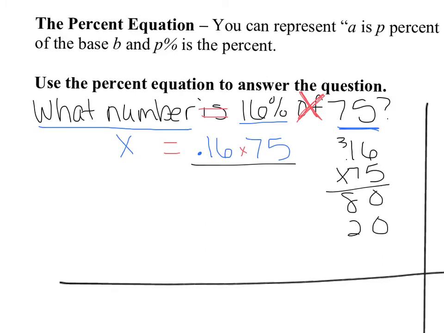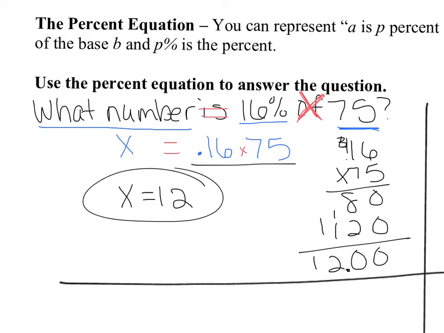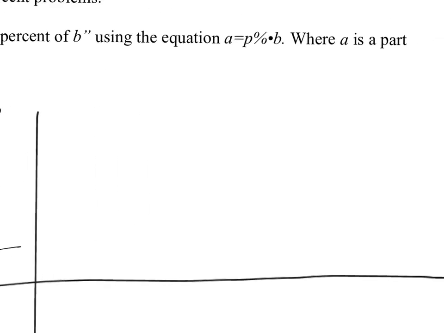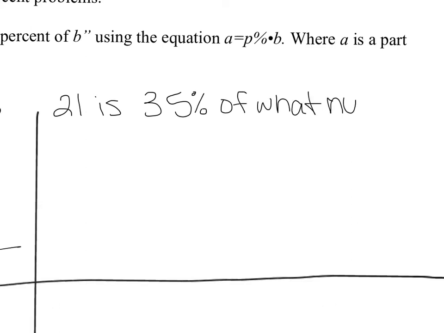I just need to take 16 hundredths times 75. And when you do that, you should get 1,200. Move the decimal 2 places, so x equals 12. So really just translating some phrases into equations. Let's do another one together. What about 21 is 35% of what number?